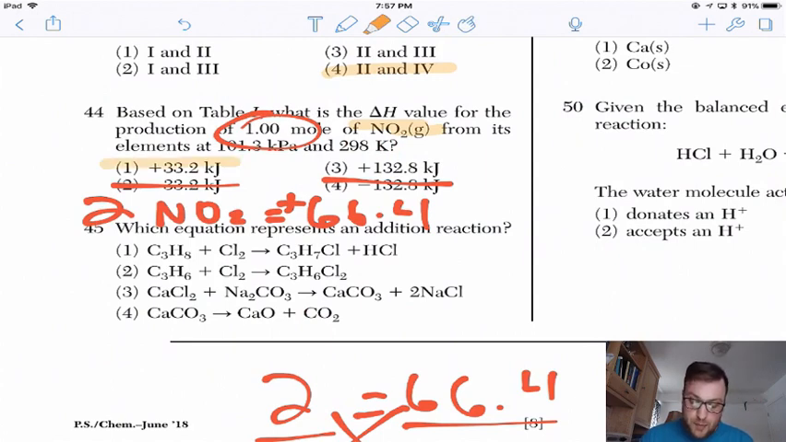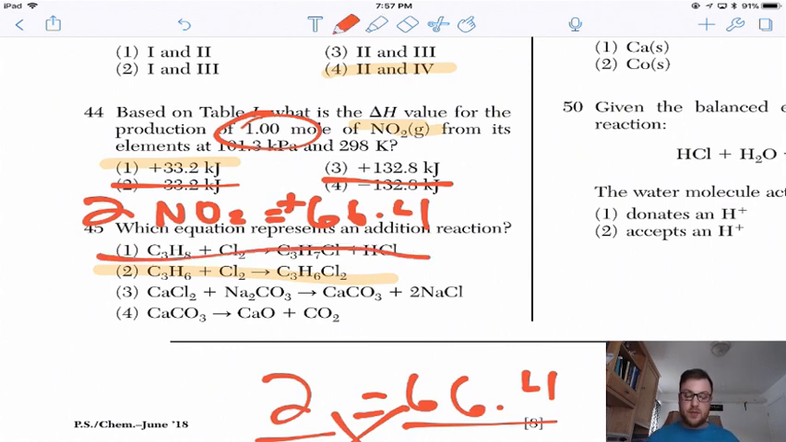Which equation represents an addition reaction? An addition reaction is really simple. It's exactly like synthesis, except it involves organic compounds. You're going to take 2 things, and you're going to smush them together. Boop, that one. Answer choice 1 is substitution.